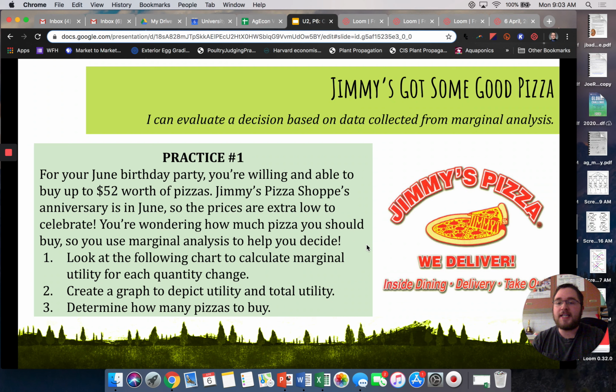Jimmy's Pizza Shop's anniversary is in June, so the prices are extra low to celebrate for their business. You're wondering how much pizza you should buy, so use marginal analysis to help you decide. Three steps. Step 1, look at the following chart on the next slide to calculate marginal utility for each quantity change. Easy. Number 2, create a graph to depict marginal utility and total utility. And number 3, determine how many pizzas to buy.